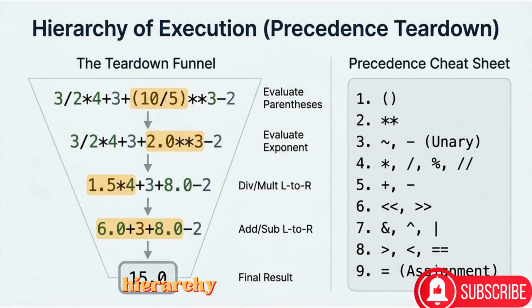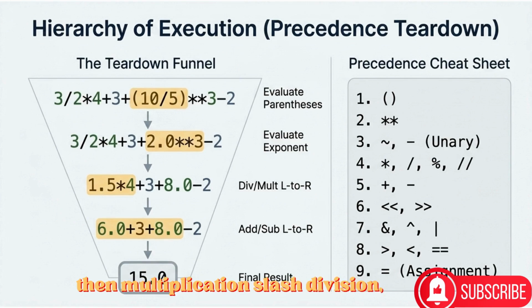Python uses a defined hierarchy of execution, or operator precedence, to evaluate expressions. Operations within parentheses are first, followed by exponents, then multiplication/division, and finally addition/subtraction, evaluated from left to right.